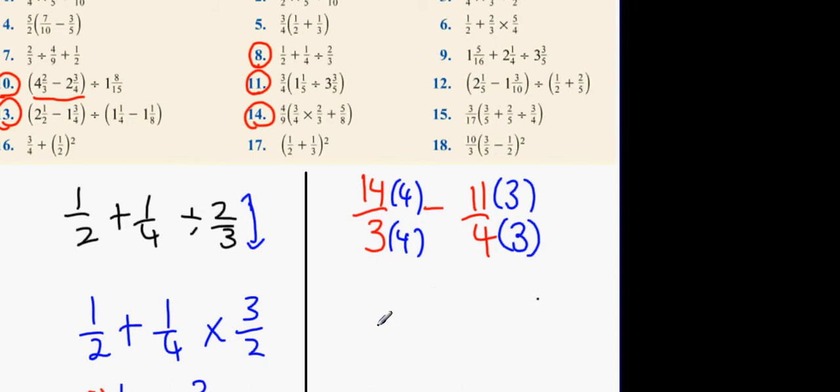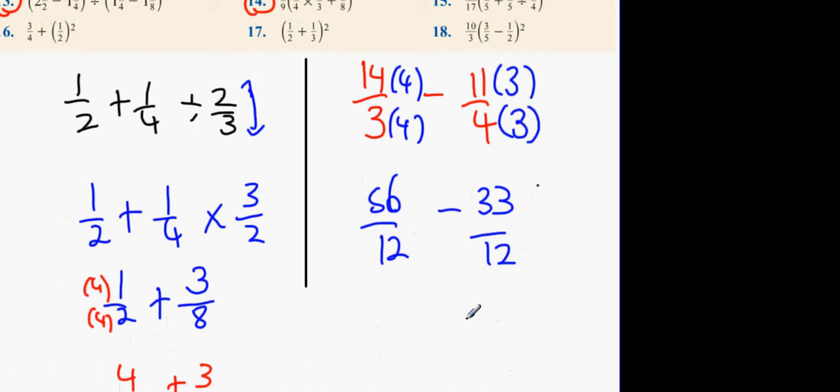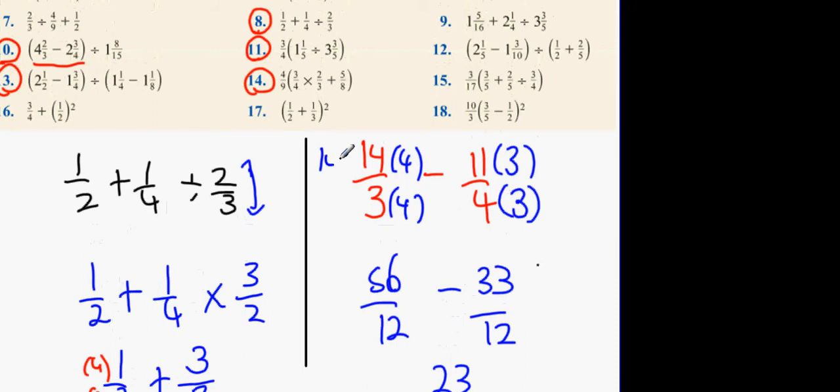So then we're going to get 56 over 12 minus 33 over 12. And when we take them away, we should get 23 over 12. This is the answer for the brackets in question 10. Wait, you have to divide by 1 and 8/15. Oh, yes. Now, we also have to divide our answer by 1 and 8/15. What's 1 and 8/15 in top heavy fractions?